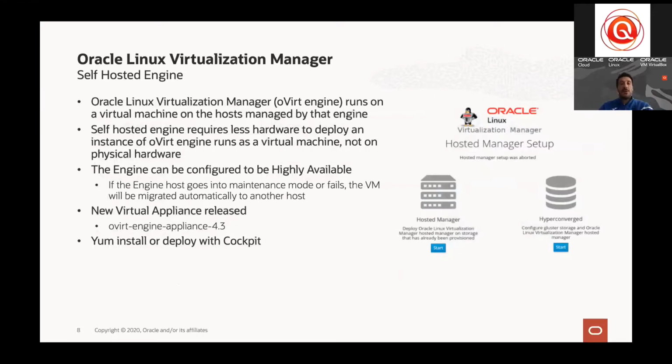So the self-hosted engine, as I was saying before, at the end is the option to run your Oracle Linux Virtualization Manager as a virtual machine on the host managed by that engine. It's a cool option. It's also strongly suggested for any kind of architecture that is going to be dedicated to Oracle Linux KVM, because getting Oracle Linux Virtualization Manager running as a VM on the KVM cluster you manage will give you also the availability for your management solution.